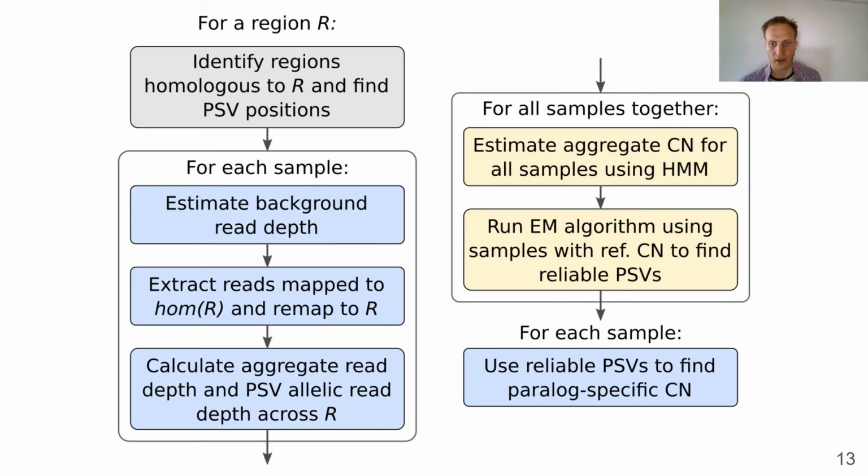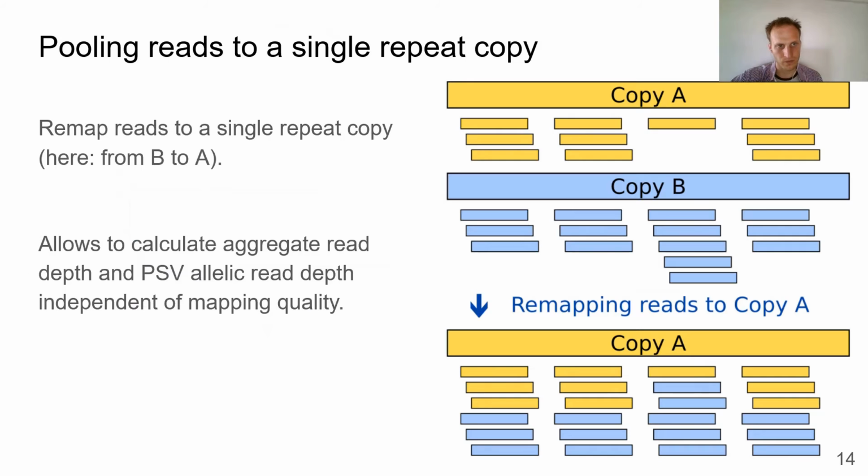First, we start by finding all the repeat copies of the region of interest and all the PSV positions. And we do that by looking at a pre-computed table of duplications. Next, for each sample, we estimate background read depths. We do that by looking at non-duplicated regions. We do it independently for different samples. And also, we estimate different background read depths for different GC content values. And I will explain the next steps in more detail.